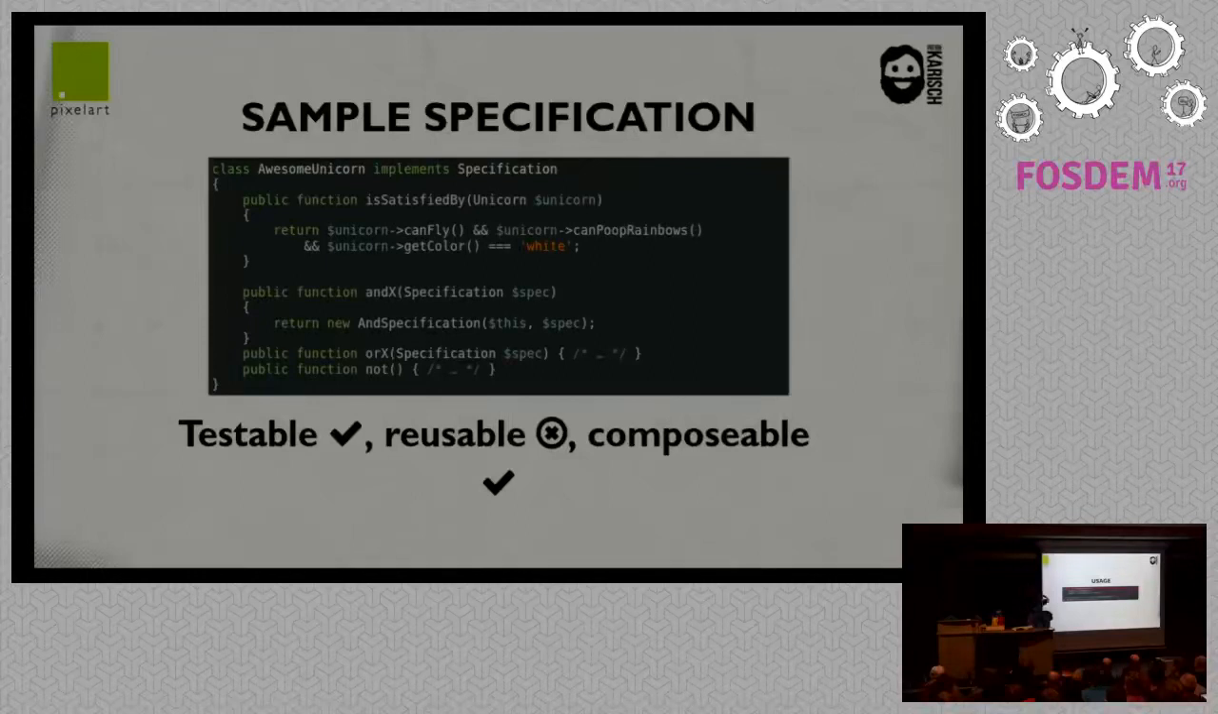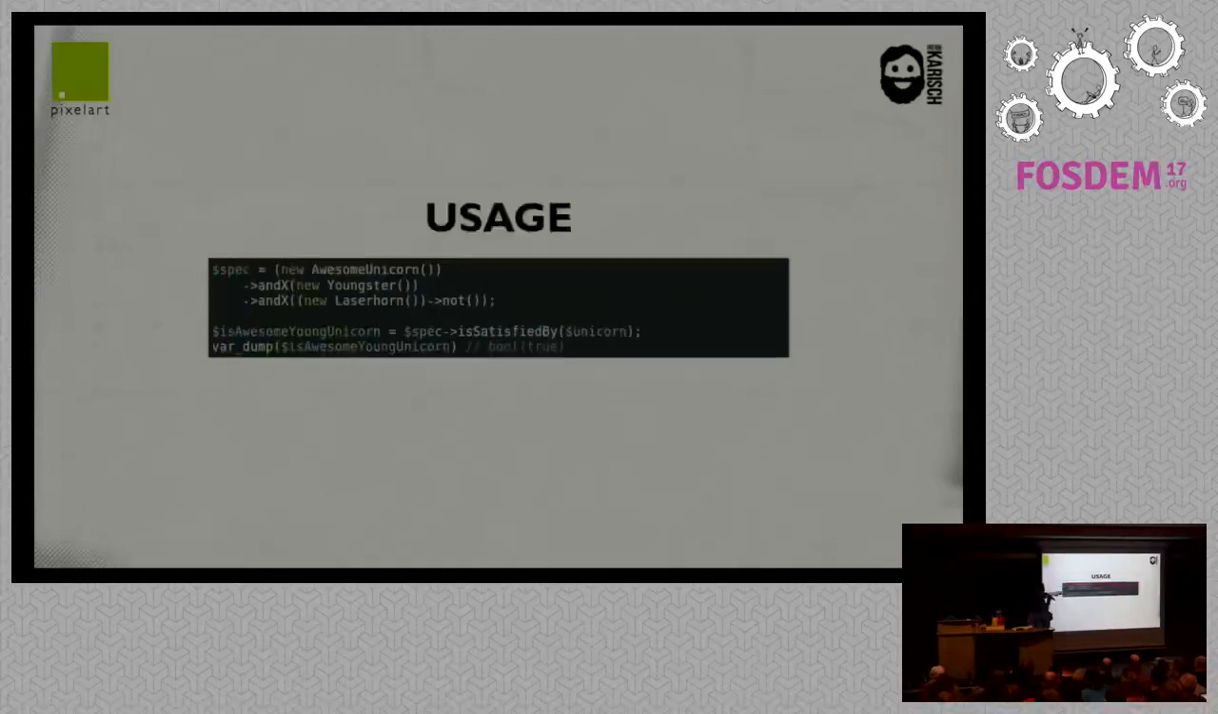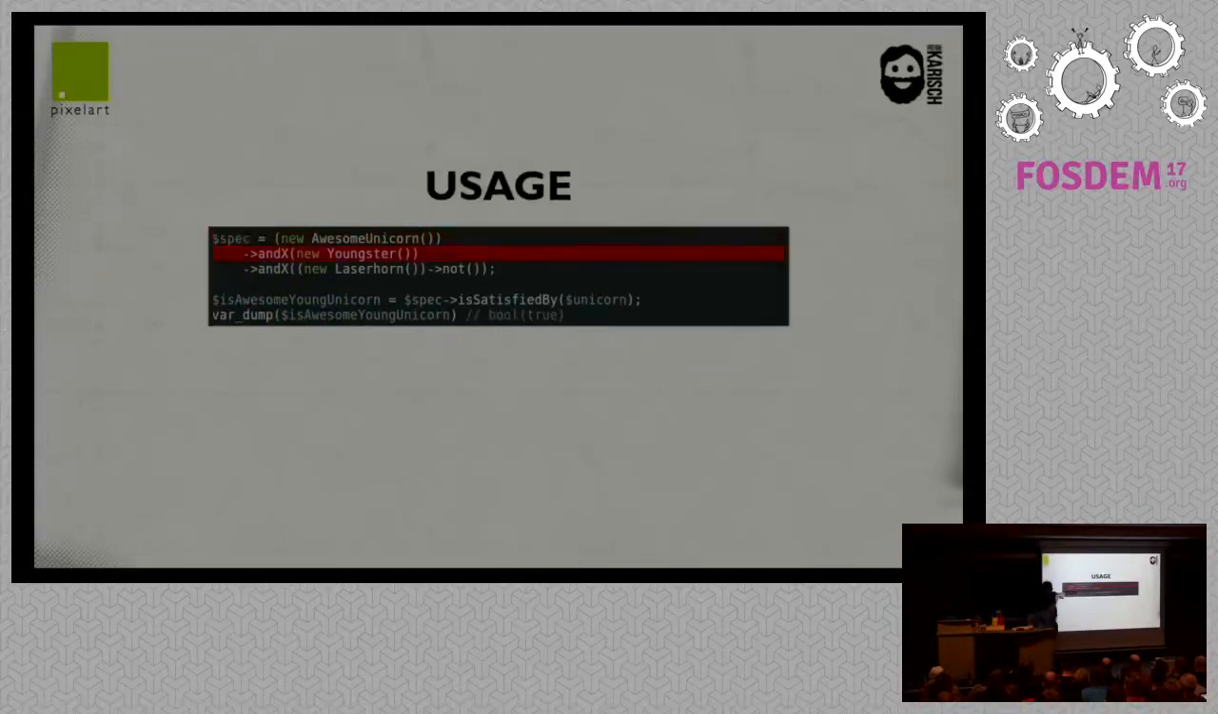How can we use it? It's simple. We create a new AwesomeUnicorn specification and combine it with a Youngster specification and, of course, with a new LaserHorn specification using not. It's not naturally readable because the negation comes afterwards, but it's more readable than SQL statements or repositories. And to test if this unicorn instance satisfies this specification and is an awesome young unicorn, we simply supply the unicorn to the isSatisfiedBy method. That's all. In this case, maybe it's an awesome young unicorn.